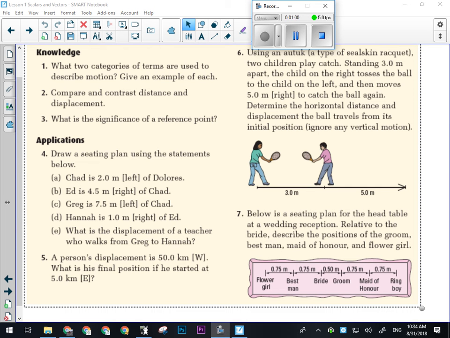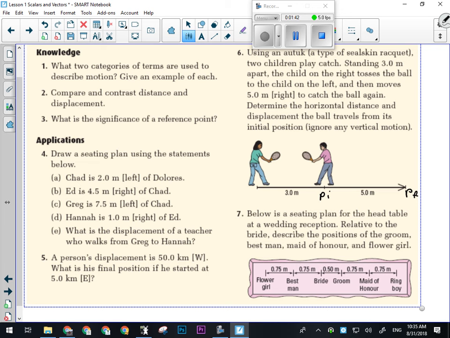All right, so the situation is these two kids are playing or using autuks, which are like traditional Inuit rackets that are strung not with strings but with seal skin, which probably makes PETA really happy. But that's a traditional game that they play. So they're 3 meters apart, and the ball starts with the person on the right. So the ball starts at purple shirt here. This is the initial position of the ball. The ball is tossed to the person in the green shirt. And then the person in the green shirt puts it over this person, and they have to run and catch it over here. So the final position is over on the far right.